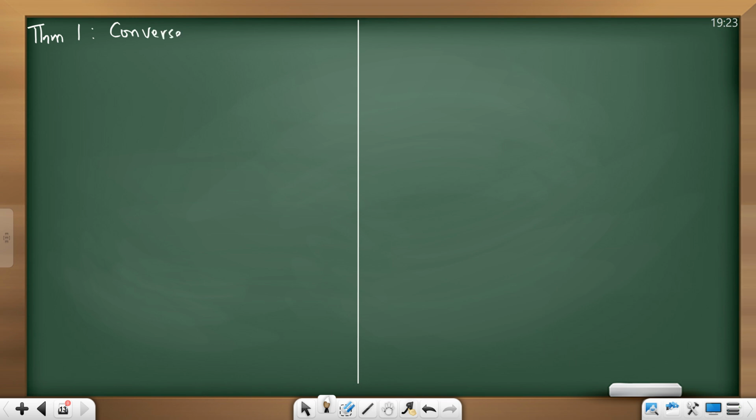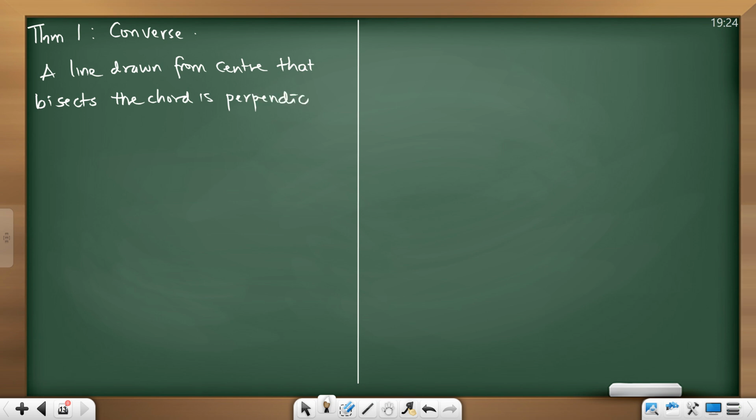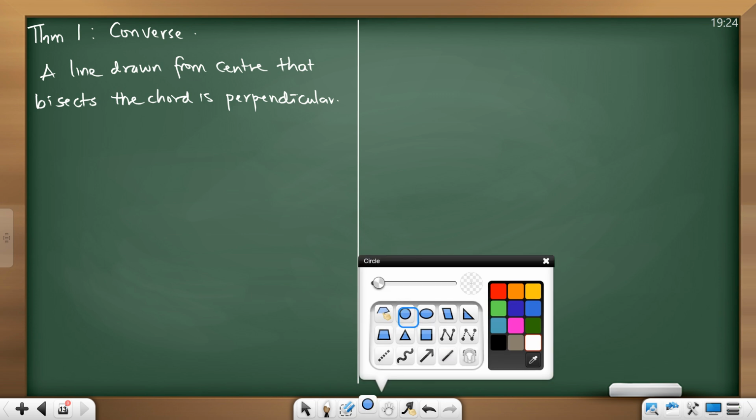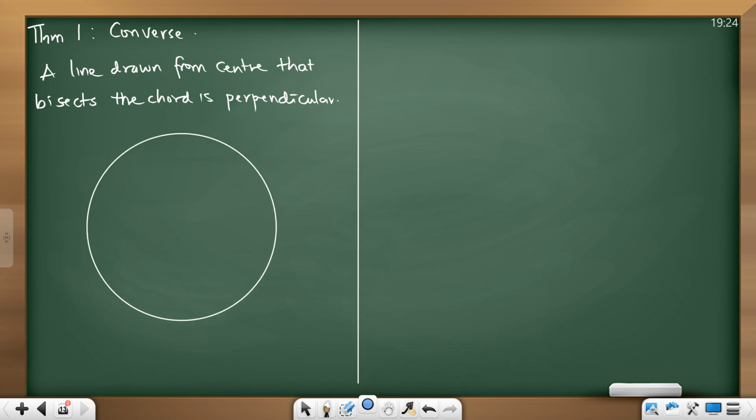What is the converse? A line drawn from what? Center. That what? Bisects the chord. Now we are looking for the angle. Is what? Perpendicular. You see, we are trying to prove that the angle is what? 90 degrees now. Most of the time the converse is used when you are proving the angle.